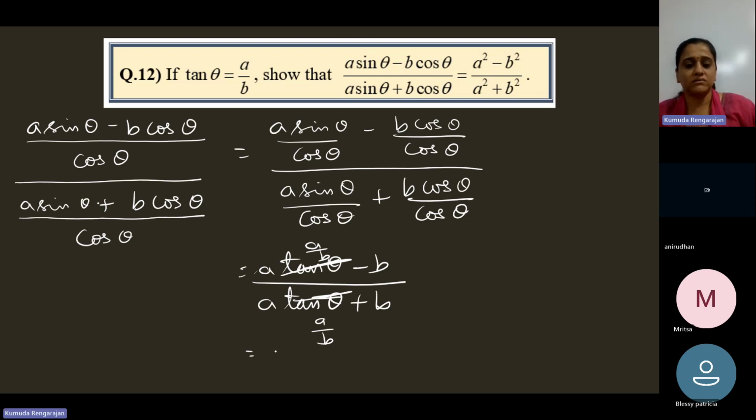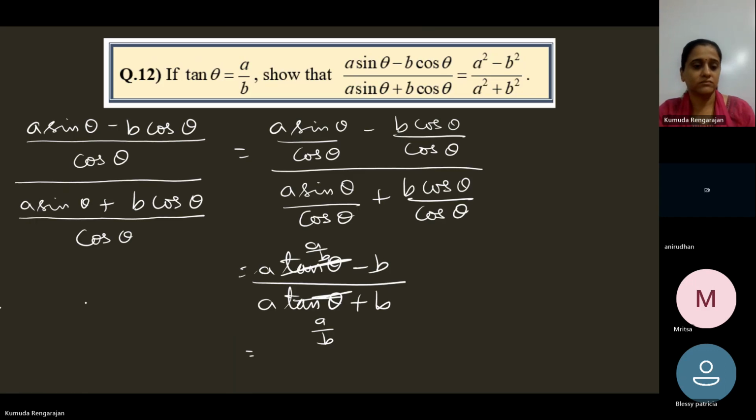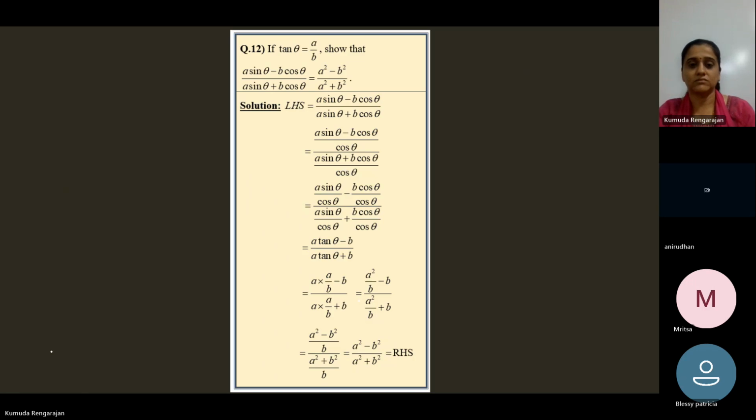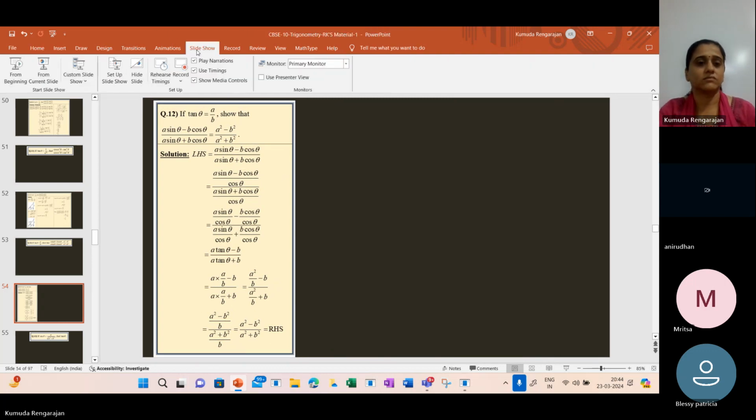So you'll get a into a by b. I think after this you can follow. So till here we understood. Now substitute tan theta as a by b. So a into a by b minus b, over a into a by b plus b, that is a into a square by b minus b, over a into a square by b plus b, then LCM and all that. b and b will get cancelled, and we have to show that this one is equal to this. Yes, we worked it and see, we've got a square minus b square by a square plus b square.